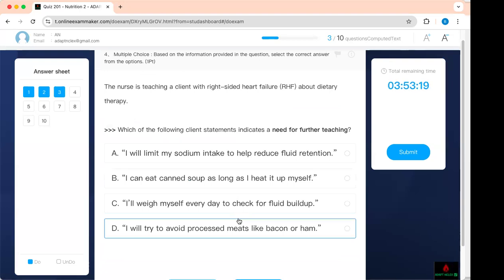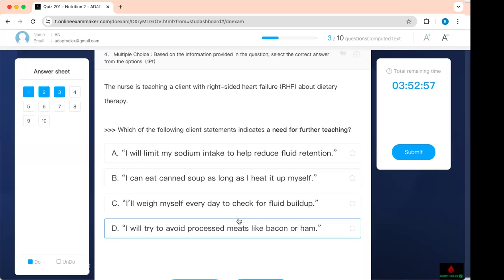Which of the following client statements indicate need for further teaching? Buzzword, need for further teaching. They're doing something wrong. They're saying something wrong. They're thinking something wrong. And then she's teaching a client with right-sided heart failure about dietary therapy. Before you look at the answer choices, you say, oh, right-sided heart failure. Oh, he has heart failure. What should you avoid? Too much fluid. What causes fluid retention is your answer. And things they need to do to prevent too much fluid: weighing themselves, avoiding certain foods.